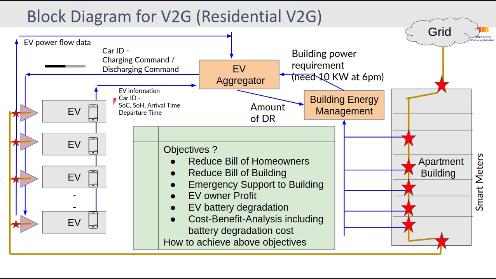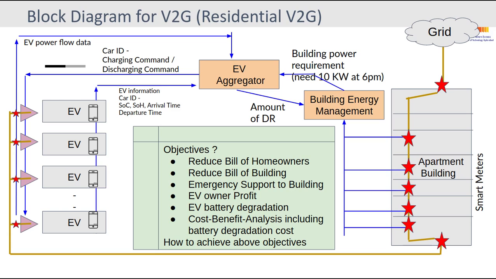So let's look at the output of EV. EV information: car ID, SOC, SOCH, arrival time, departure time and so on. This kind of EV information will be available. Meanwhile, discharging and charging commands can be given by the EV aggregator. And then EV power flow data. When all these appliances are in the grid, it becomes a whole bigger grid, and we need to operate it.